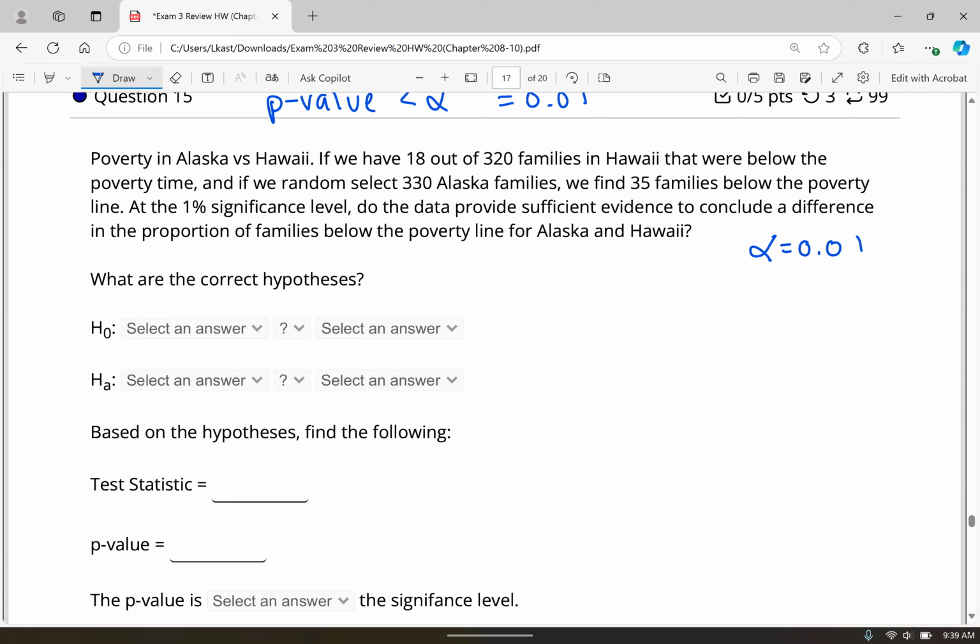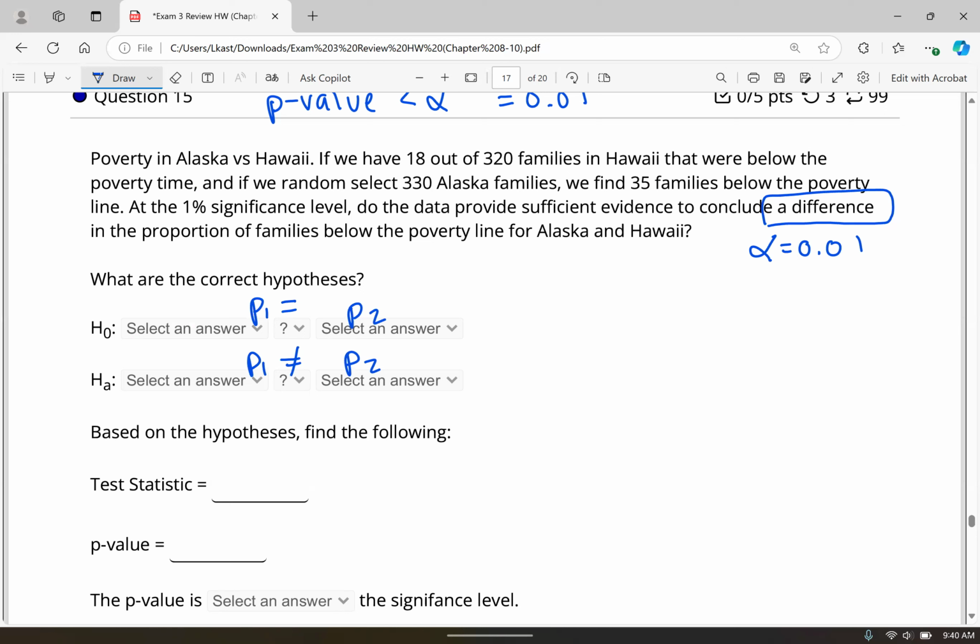So what are the correct hypotheses? What are we looking for? Do the data sufficiently conclude a difference, a difference. So our alternative is going to be not equal to, so the null is going to be equal. Okay, and what are we comparing? Are we comparing two means or two proportions? Two proportions. So P1 equals P2 or P1 does not equal P2. And you're going to pick the P1 and the P2 from the drop-down menu.